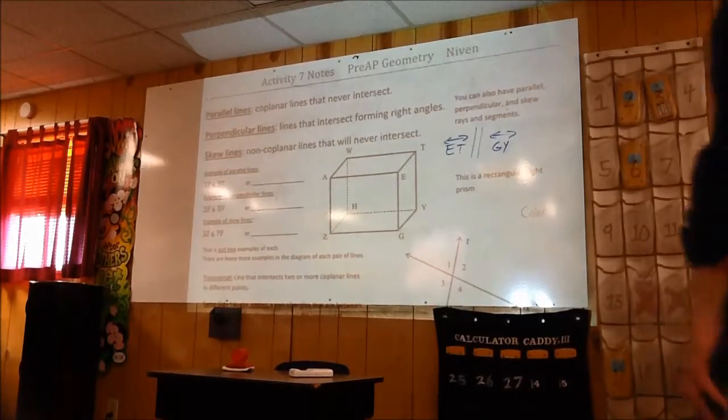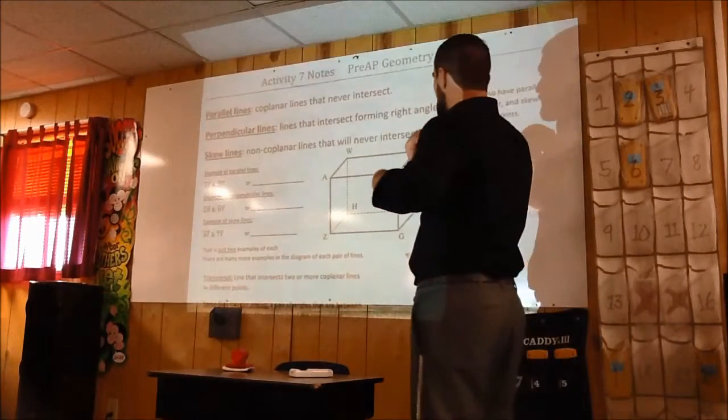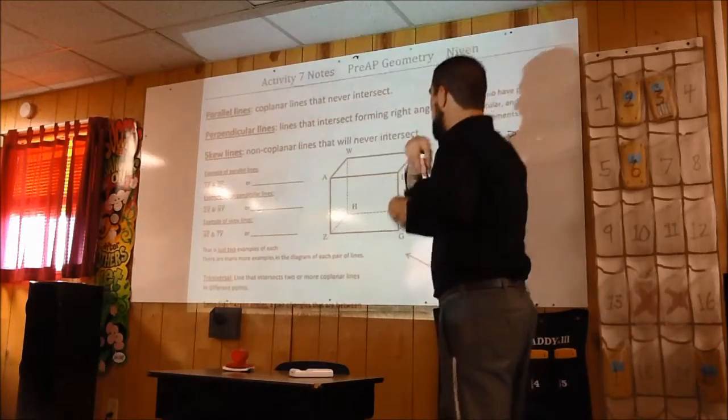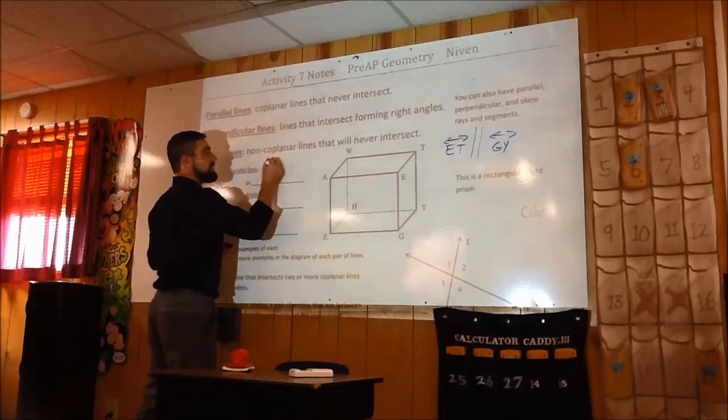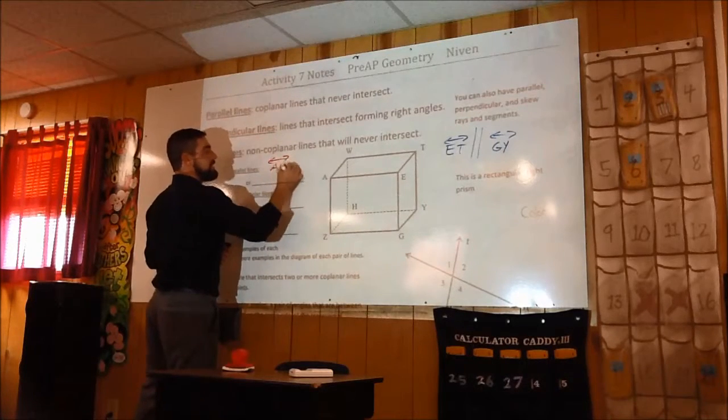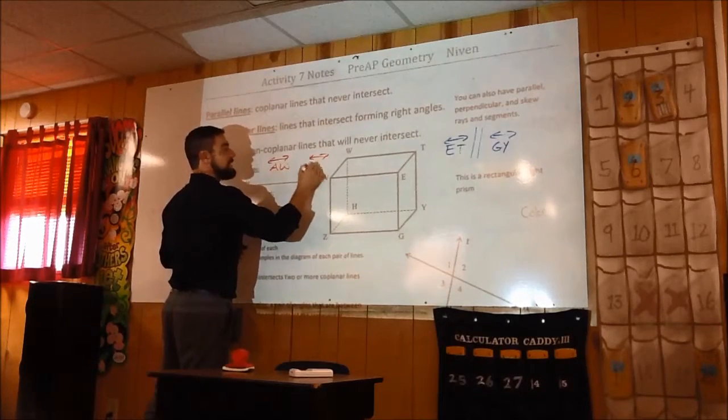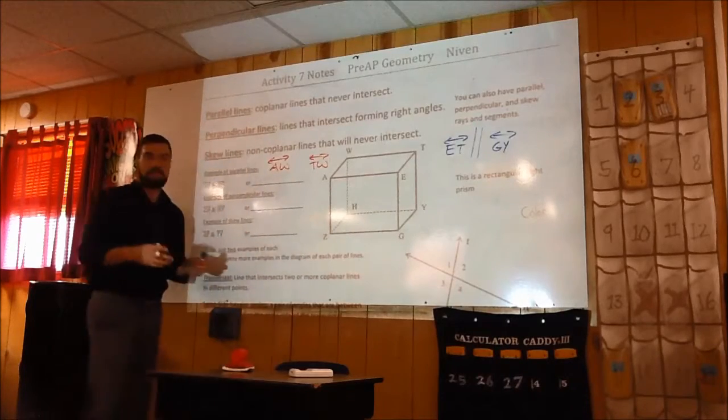Izzy, what example did you give? Line AW and line WT. AW and line AT. Very good. So we're going to roll with those examples. So I've got line AW and line TW or WT.